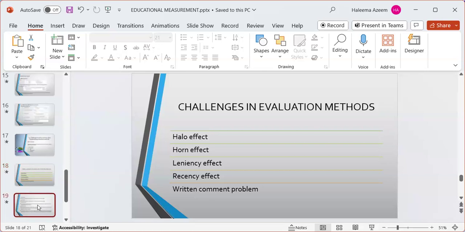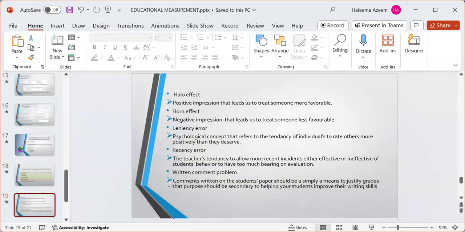The first one is halo effect. It is a positive impression that leads us to treat someone more favorably. Horn effect means a negative impression that leads us to treat someone less favorably. Leniency error is a psychological concept that refers to the tendency of individuals to rate others more positively than they deserve. Recency error means the teacher's tendency to allow a more recent incident, either effective or ineffective, of students' behavior to have too much bearing on evaluation.